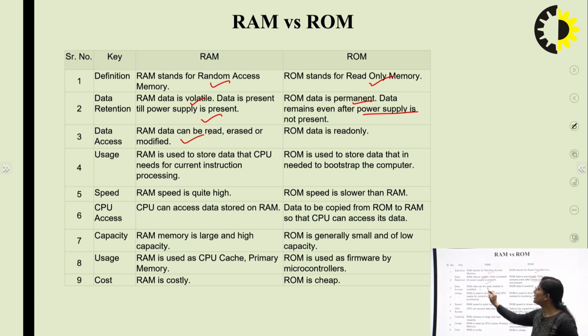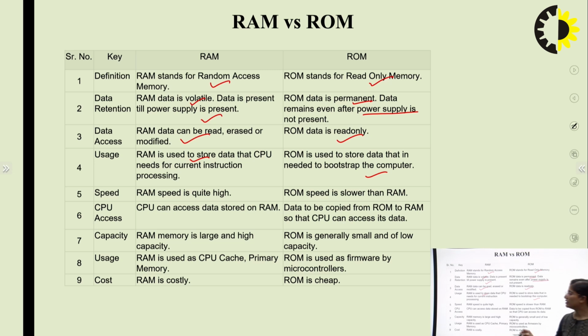The RAM data can be read, erased or modified, as I told, as it is a read-write memory. So here we can write data, read data, update data, modify data, but in ROM we can only read the data. We cannot do any modifications in data. RAM is used to store data that the CPU needs for current instruction processing, but ROM always stores the data that is used for bootstrapping the computer.